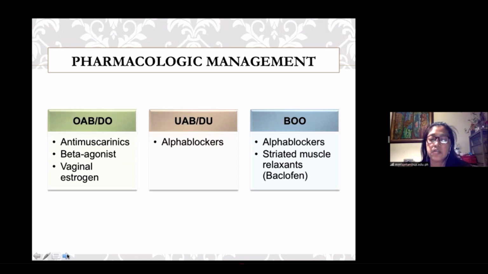based on randomized trials. For the underactive bladder, there's limited trial data that is suggestive of a benefit from the use of alpha blockers. For functional bladder outlet obstruction, randomized trials suggest that some improvement of symptoms and urodynamic parameters may be expected with the use of alpha blockers and striated muscle relaxants.